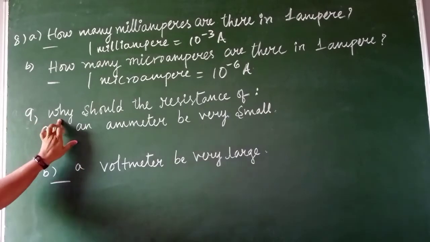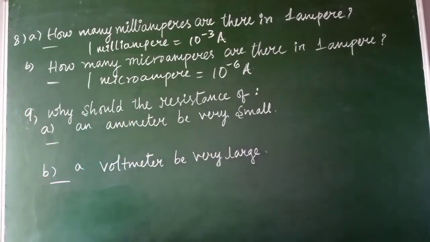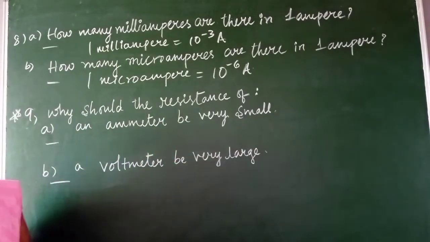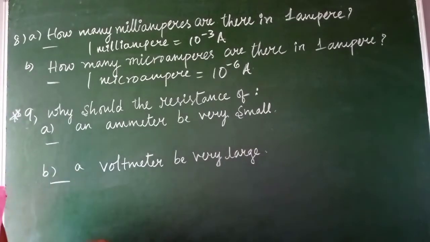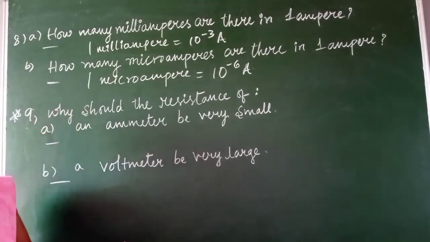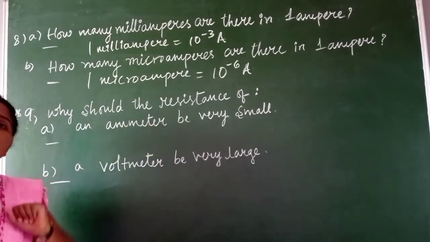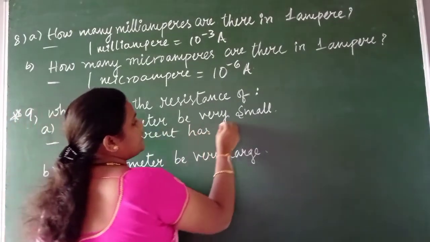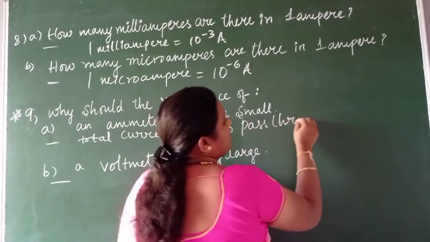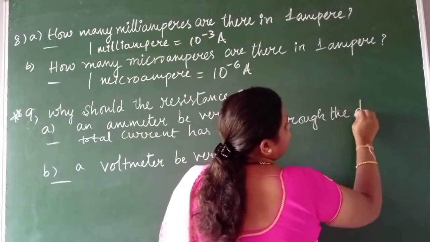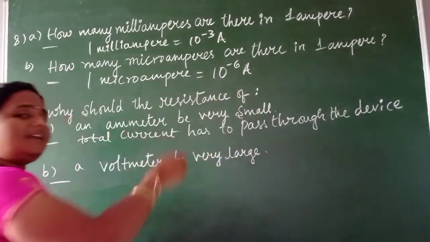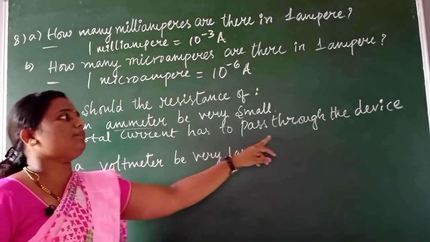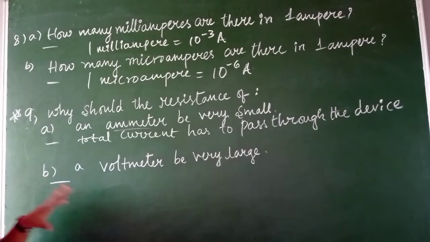Okay, now the next question: why should the resistance of an ammeter be very small? See, children, this is very important. Why should the device ammeter have a very small resistance? Because the entire current, that is the total current, has to pass through this device. Because of that, its resistance should be low, very small. Got it? Because we are measuring the current, the entire current should pass through it, so it should have a low resistance. So what is the answer? The total current has to pass through that device and hence it should have a very small resistance.